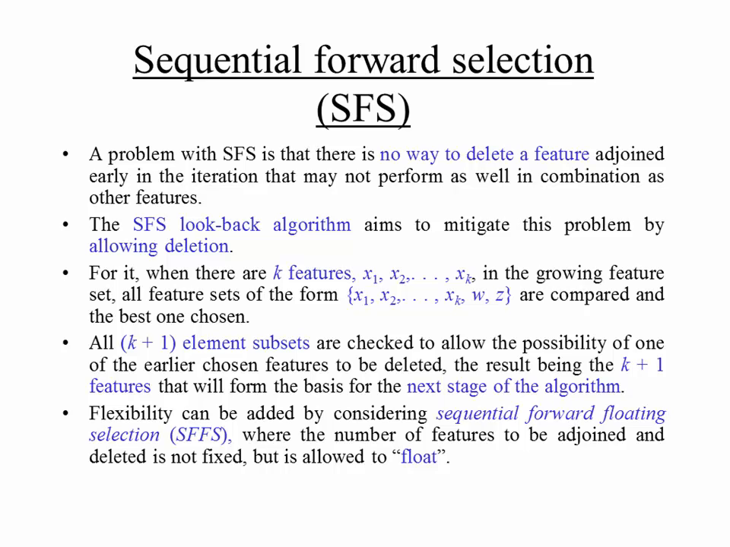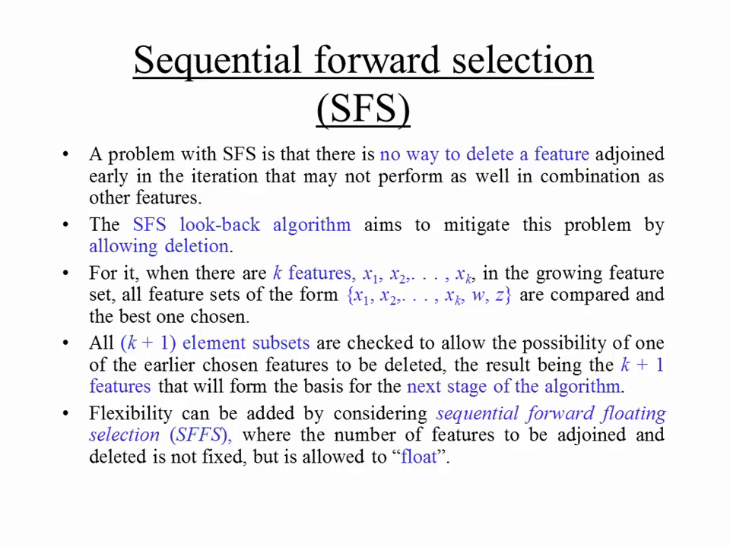So the sequential forward search look-back algorithm aims to mitigate this problem by allowing a deletion. When you have k features, you're going to append two more features to it, and all feature sets of the form x1, x2 up to xk and w, z are compared, and the best one is chosen. And then you will delete one of the features from here. So all k plus 1 element subsets are checked to allow the possibility of one of the earlier chosen features to be deleted, the result being the k plus 1 features that will form the basis for the next stage of the algorithm. So you're adding features and also you're allowed to drop features.